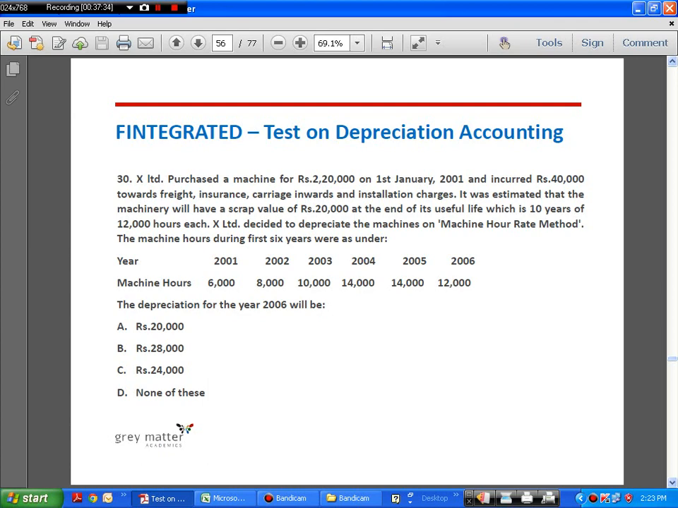Okay, so here in the machine hour rate method, we have to find out the depreciation per machine hour. So our first step will be to find out the depreciable amount. Depreciable amount in this case will be 2,20,000 plus 40,000 is 2,60,000 minus the estimated salvage value of 20,000, so it's 2,40,000.